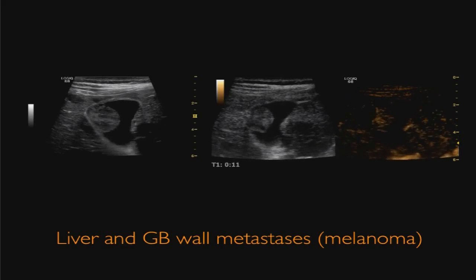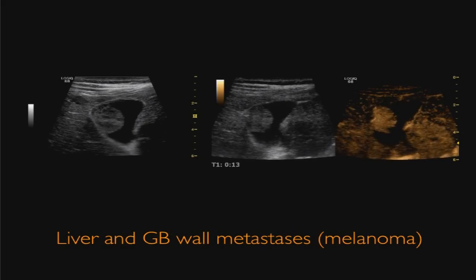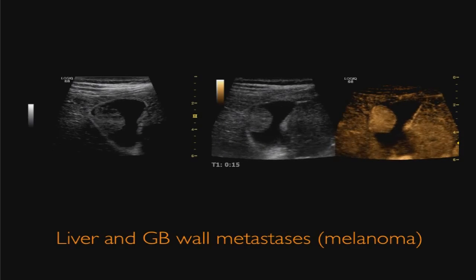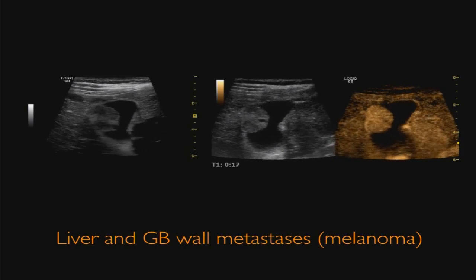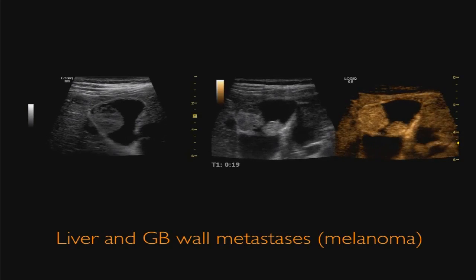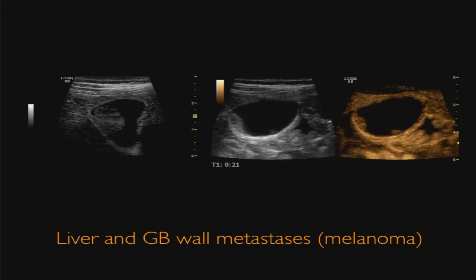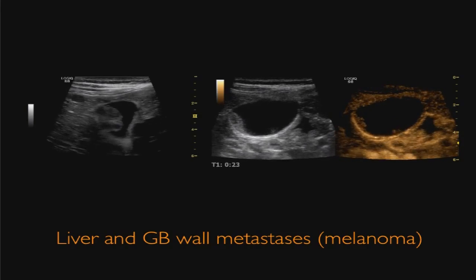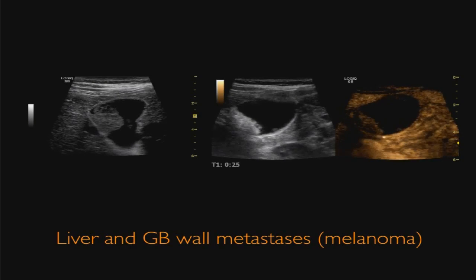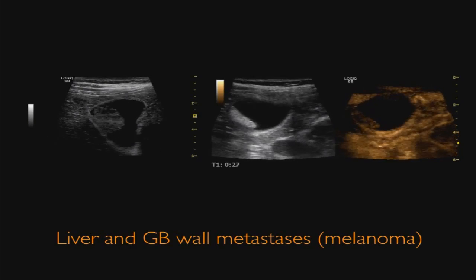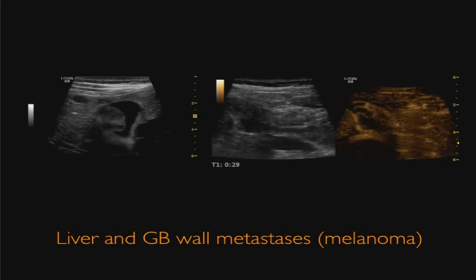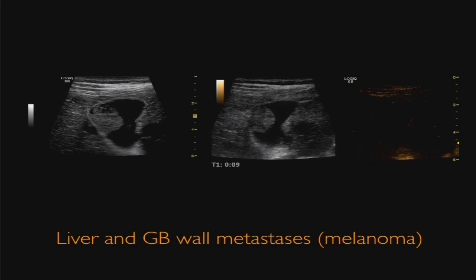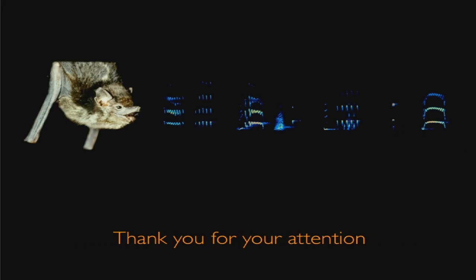Interestingly, this rather big tumor is not infiltrating the liver. And that is something that we saw in all our patients with metastasis to the gallbladder wall, probably because of the low resistance of the lumen of the gallbladder. That is why they start to grow in the wall of the gallbladder, but then they expand into the lumen. Okay, that was the end of my talk. Thank you very much for your attention.